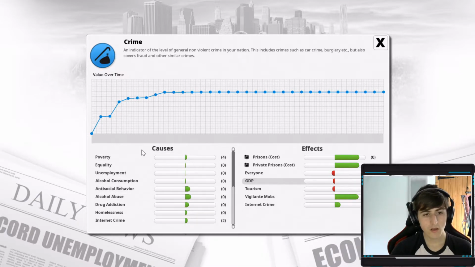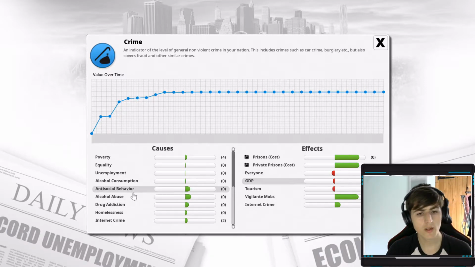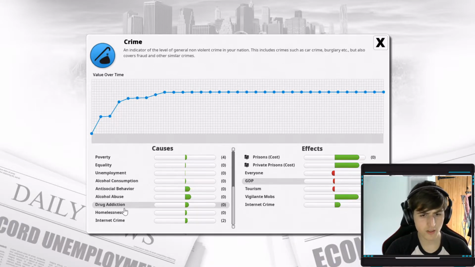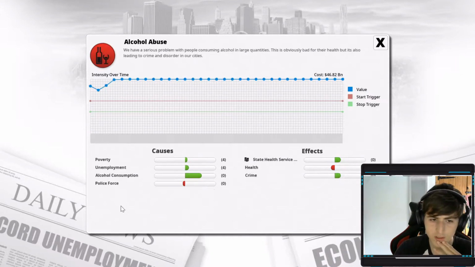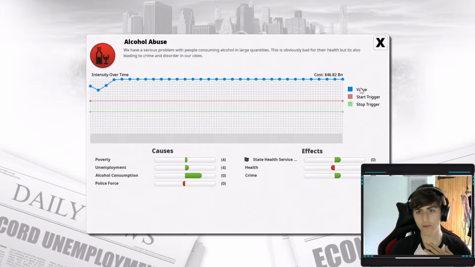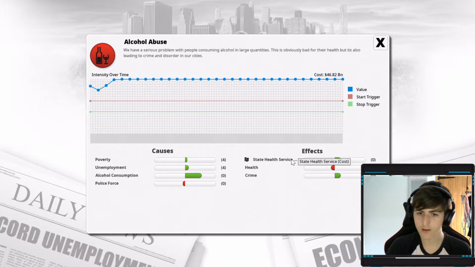However, if we look at the causes that improve this crime indicator, and by improve I mean increase the crime: antisocial behaviour, alcohol abuse, drug addiction, homelessness, and internet crime. Antisocial behaviour and alcohol abuse are two quite big ones, and alcohol abuse is also something that, here we go, is costing us 46 billion.